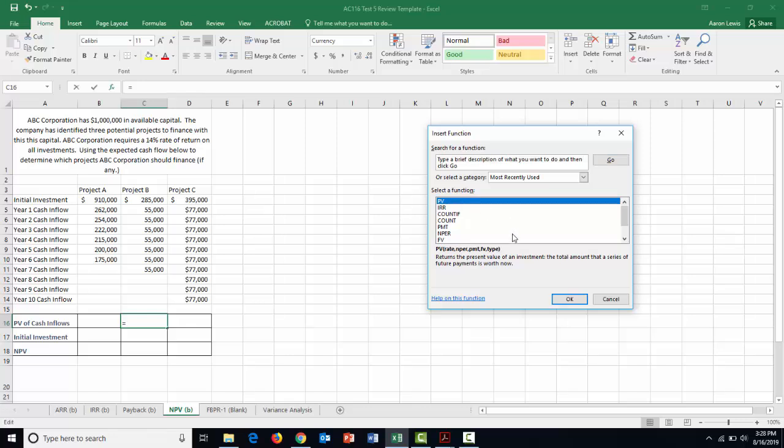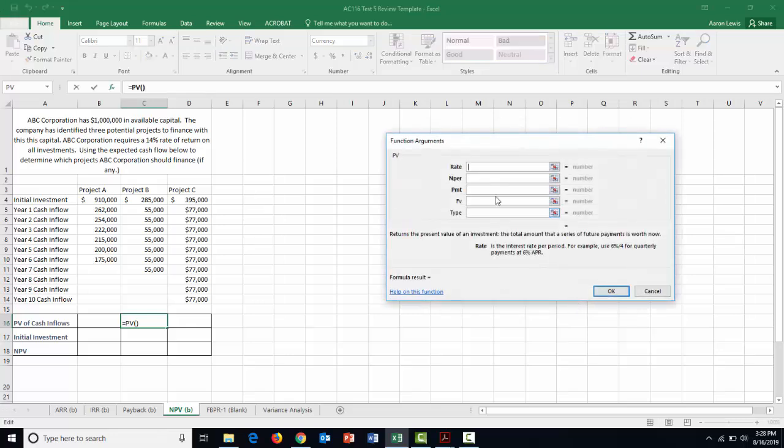So we're going to go into insert function, the little f of x symbol up here. We're going to click on PV, and it's going to bring up the screen where we can fill in our function arguments, as they call them. For rate, that is the required rate of return that we need to discount by. For this company, it is 14%, so we're going to type in 0.14. NPER is the number of periods that project is going to provide future cash flows for, and in the case of Project B, it is 7 years, so we're going to fill in 7. And PMT is the amount of each payment that they're going to receive, and in the case of Project B, that is $55,000 a year.